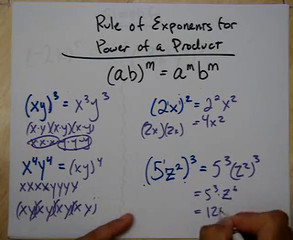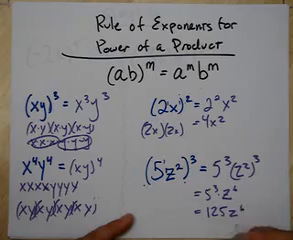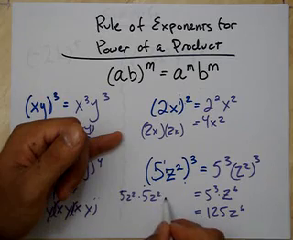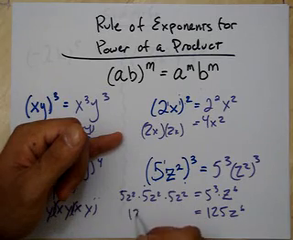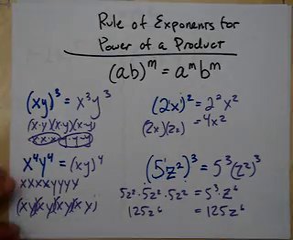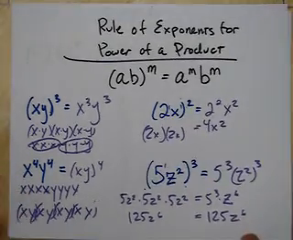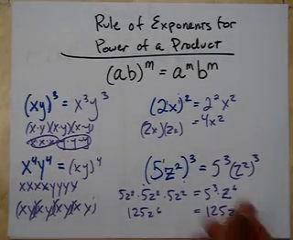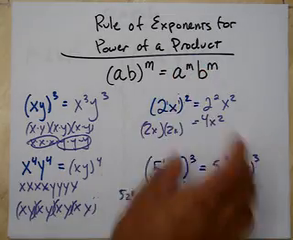So that's 125z^6. Or I could write this as 5z squared times 5z squared times 5z squared, which is 125z^6. There's a reason why they're like this. Someone didn't just make up this rule. It's just what an exponent means: repeated multiplication, so you can see how this rule comes about.